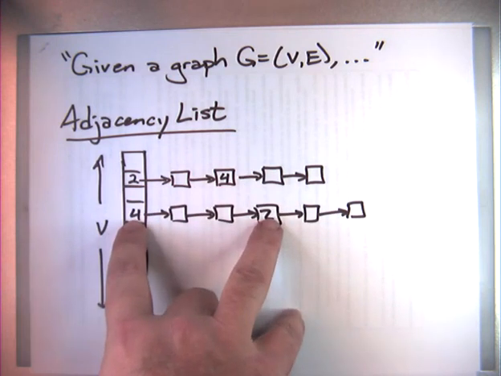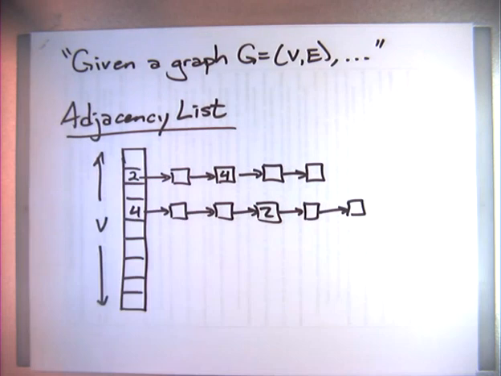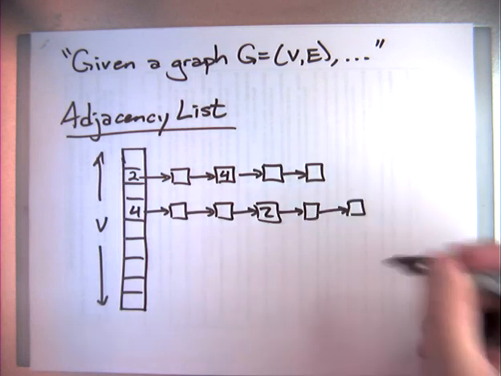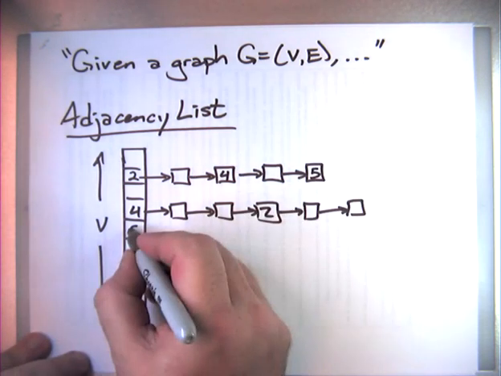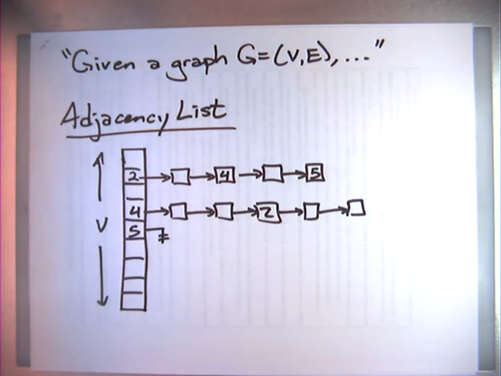Okay? So this tells me that there's an edge from 2 to 4, and there's an edge from 4 to 2. If this is an undirected graph, I need both of these so that I can navigate in either direction. If this is a directed graph, I might have an edge from 2 to 5, but no edges leaving 5, in which case I would just have a null pointer there, an empty list hanging off of 5. Okay?